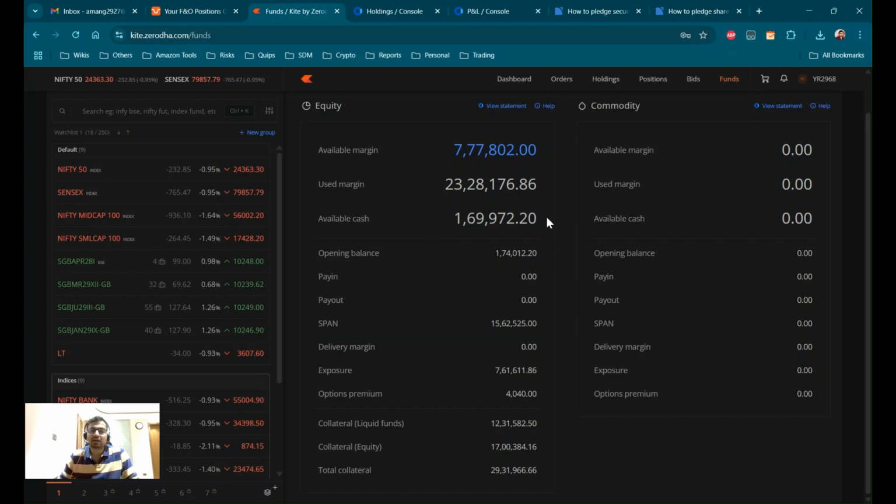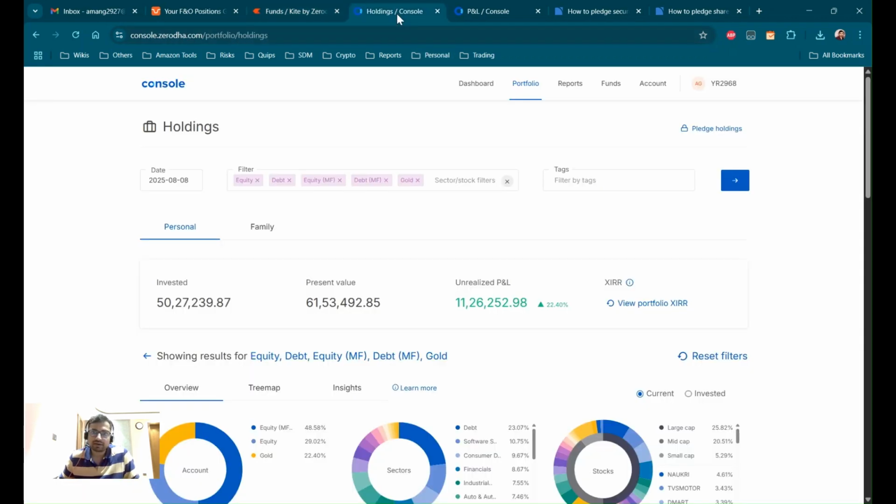Right, now let's understand how do we pledge our holdings for collateral. Right, we have to go to console.zerodha. I'm talking about Zerodha specifically because I only have an account in this broker, but other broking companies also provide this feature, so you'll have to check how you can pledge your holdings there. But in this case, you go to console, there is a pledge holdings option.